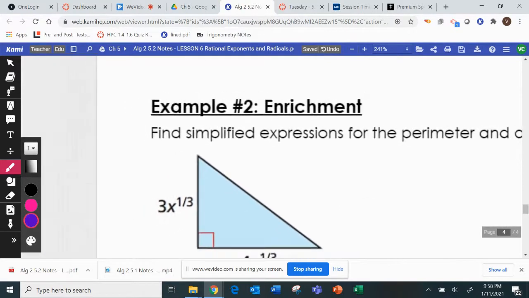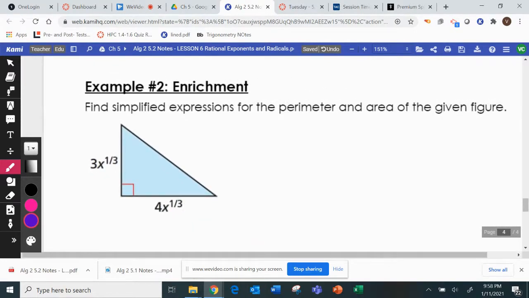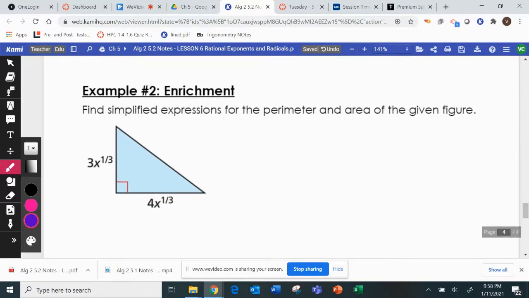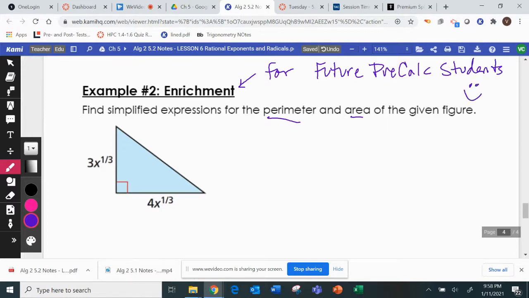Okay, the last example is an enrichment for those of us that are planning to go to pre-calc next year. Find the simplified expressions for the perimeter and the area of the figure. All right, perimeter means we add all 3 sides up, but I only have 2 sides. So let's see, most of you have taken geometry.